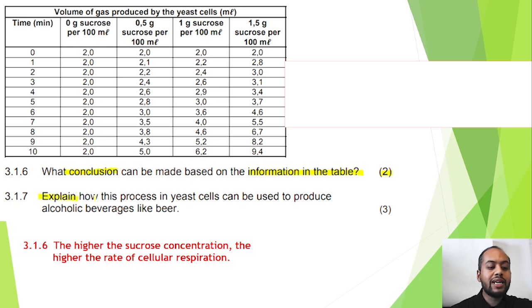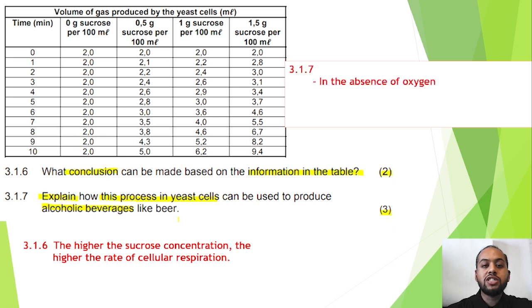3.1.7, you are explaining how this process in yeast cells can be used to produce alcoholic beverages like beer for 3 marks. What are they talking about here? Explain how this process in yeast cells can be used to produce alcoholic beverages. Alcoholic beverages, what does this mean? Which type of fermentation are we looking at? Alcoholic fermentation. So what are we explaining? We are explaining alcoholic fermentation.